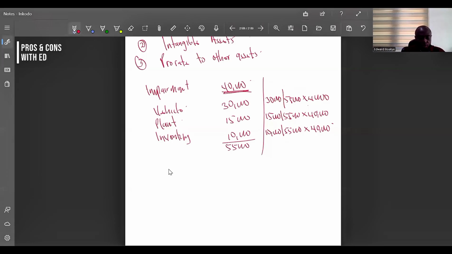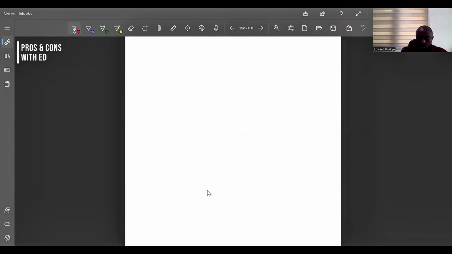Now, looking at this question, we will have to put up the assets first. So we have the assets, and we have the cost of the assets. First, we have our vehicle, and the vehicle has a price of how much? The cost of how much? The vehicle has a cost of 120.